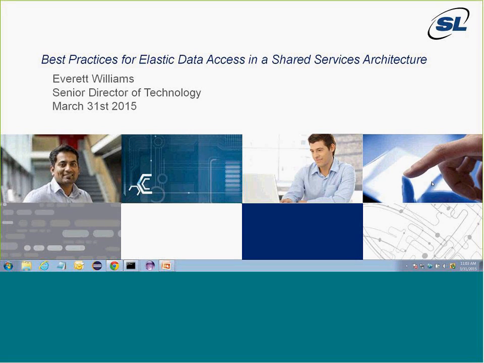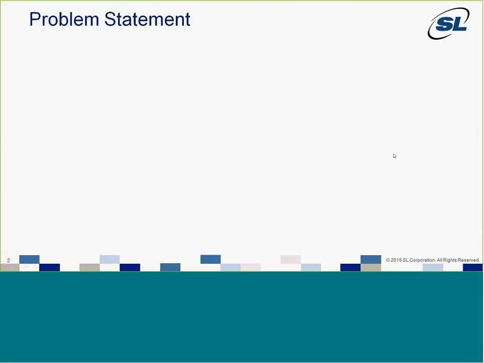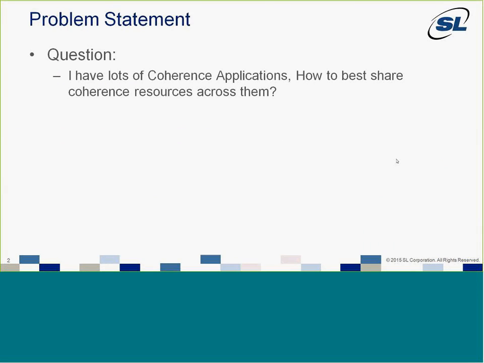Thank you very much, Gia. So what we're talking about today is the best practices for elastic data access in a shared services architecture. That's a whole lot of talking about, effectively, I've got Coherence applications and how to best share my Coherence resources across them. So you've got nodes and you've got data, and you'll be able to decide going in how I can best allocate my resources and share these resources across multiple different kinds of applications.